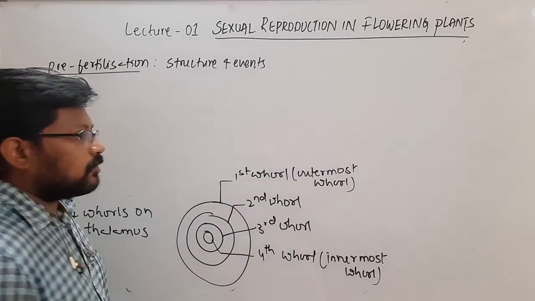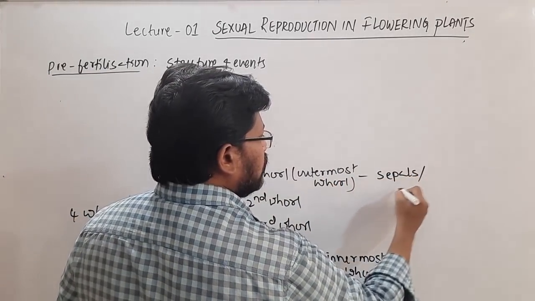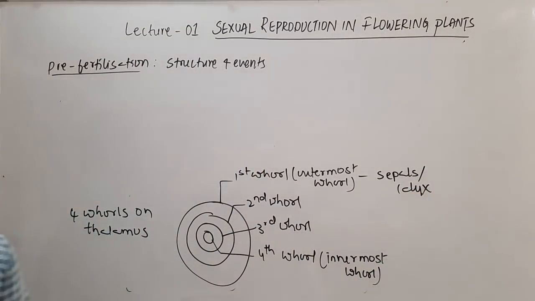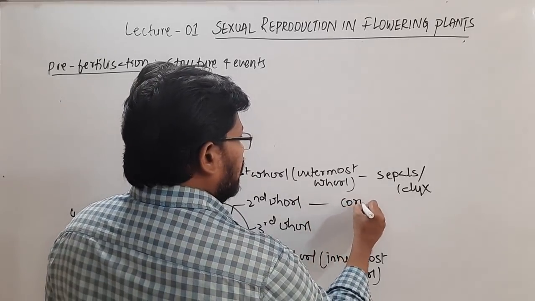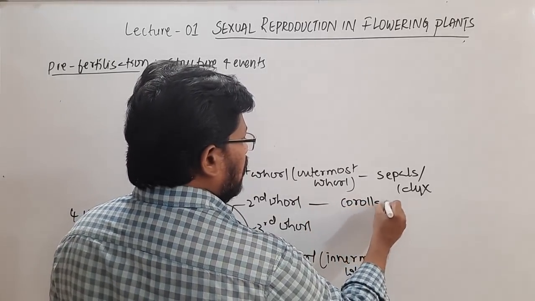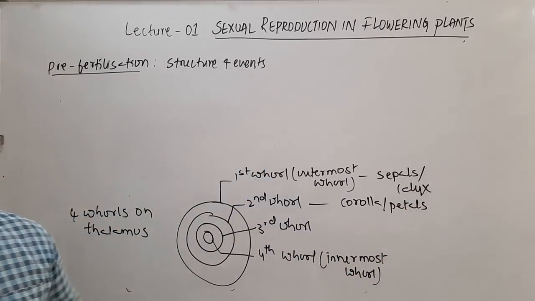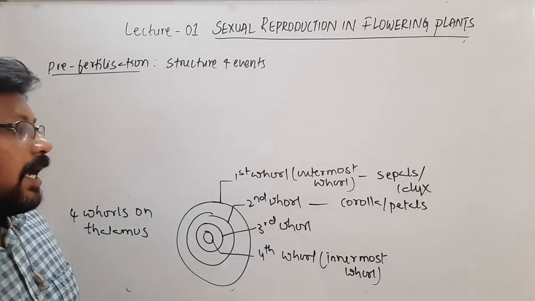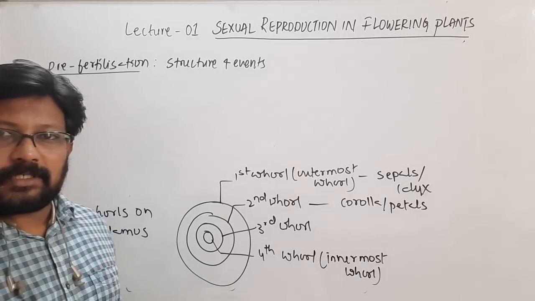So the outermost whorl is occupied by the sepals or calyx, whereas the second whorl is occupied by the corolla or the petals, right? These petals may be colored in some cases, and will produce scent and so on. So that we shall see in our coming classes.